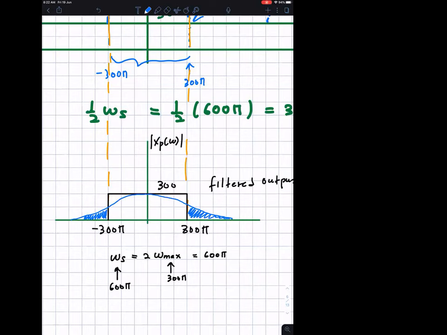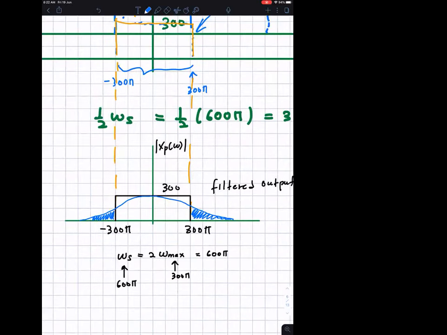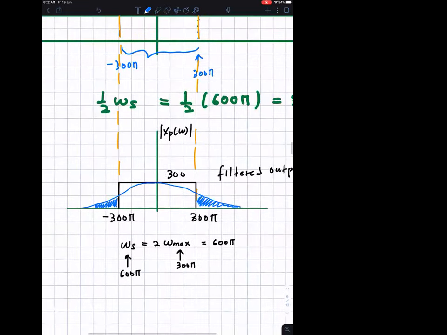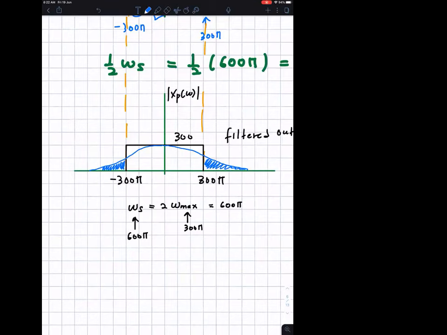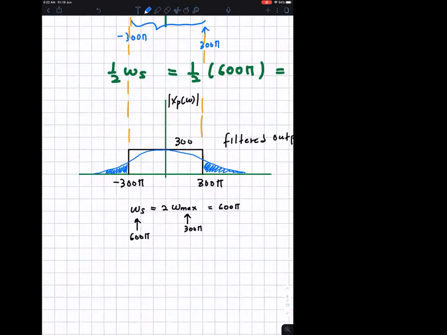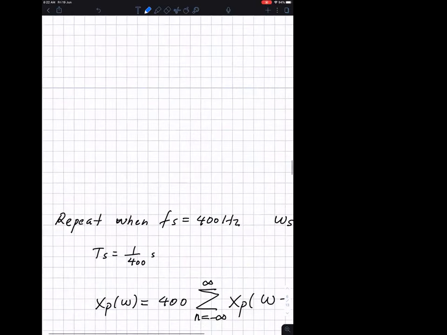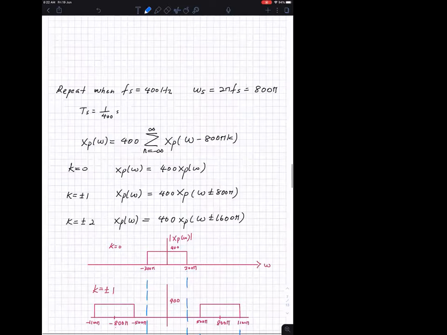So in order to solve this problem, we have to increase the sampling frequency beyond 600 pi. So look at the next case. Here, your sampling frequency is 800 pi. It's greater than the minimum sampling frequency of 600 pi.